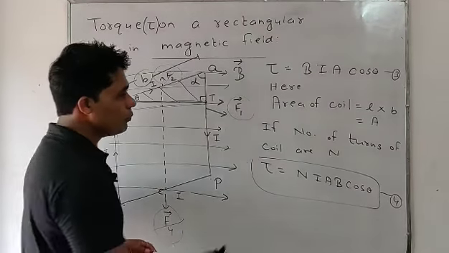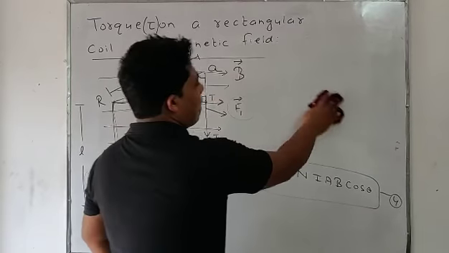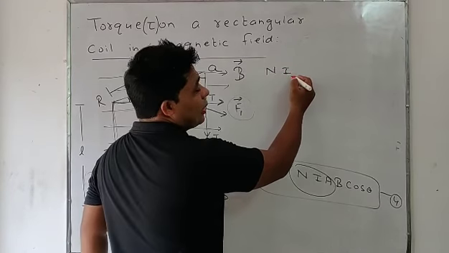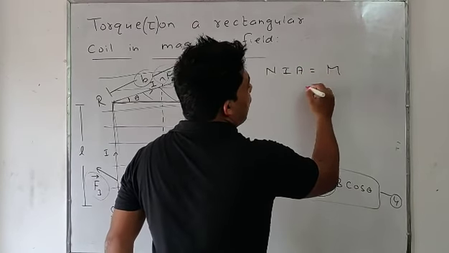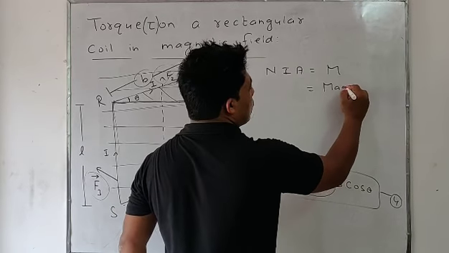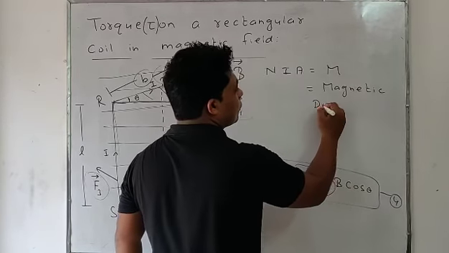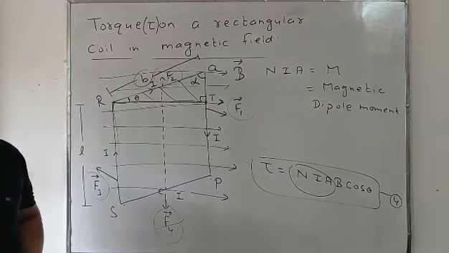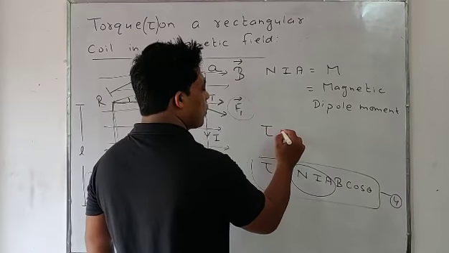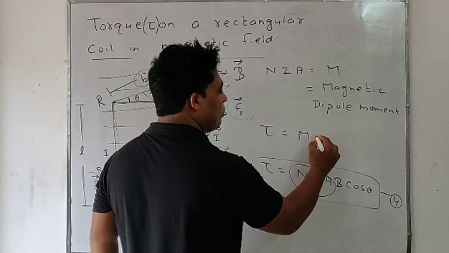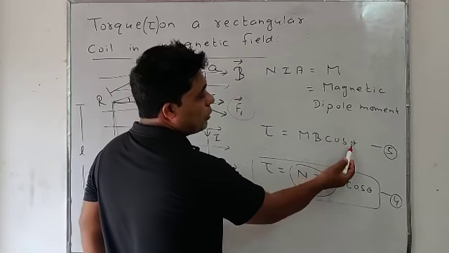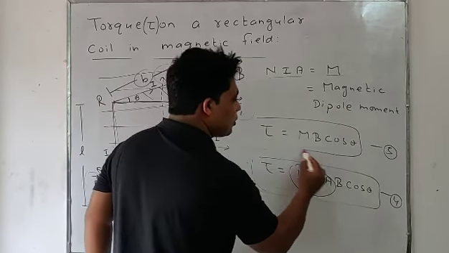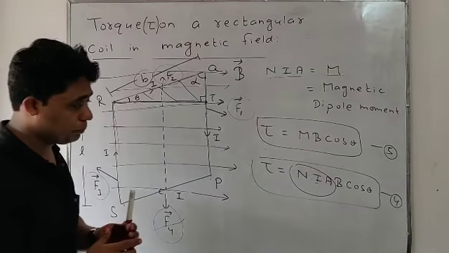Okay students, this is the very first form. Now students, look at N I A: n number of turns, current, A is area, constant, that we assume as capital M, that is called magnetic dipole moment. This is said to be, students, magnetic dipole moment. So torque equals NIA replaced by capital M, B, MB cos theta. NIA is dipole moment M, so NIA is replaced by M and B cos theta. This is the first main form, torque equals MB cos theta.